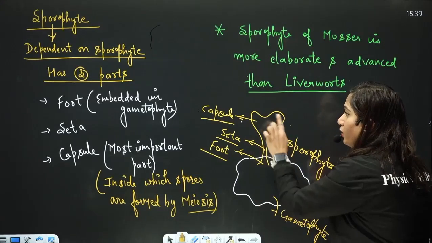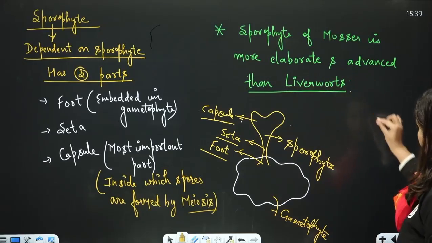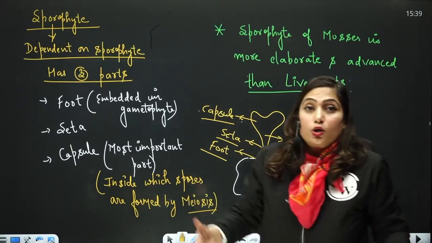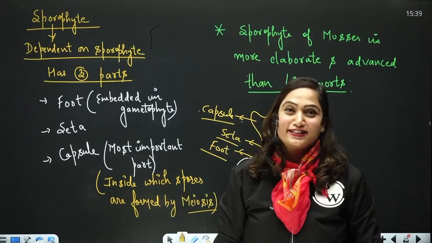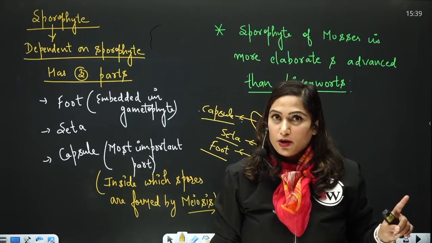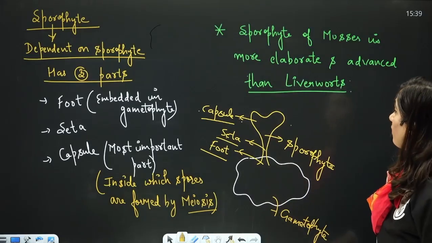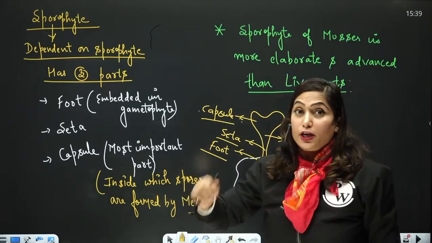This sporophyte will undergo meiosis to form spores. The spores will come on land and germinate to give rise to the gametophyte again. Okay, so I hope you understand the gamete. You can imagine the gametophyte of bryophytes and you can imagine the sporophyte of bryophytes. Clear?